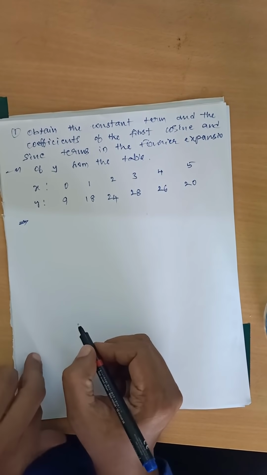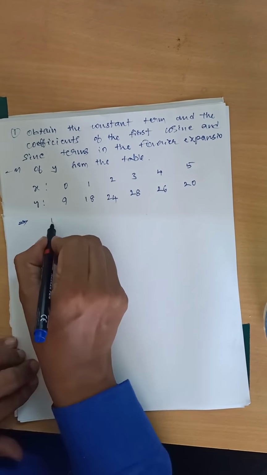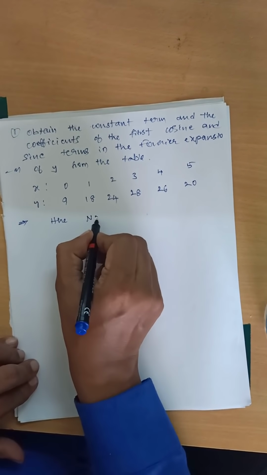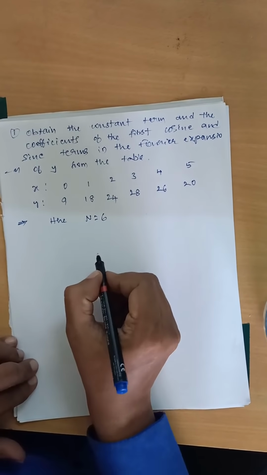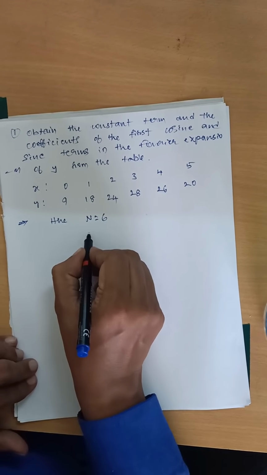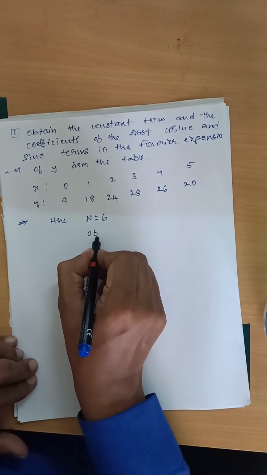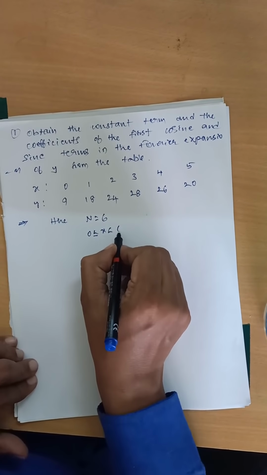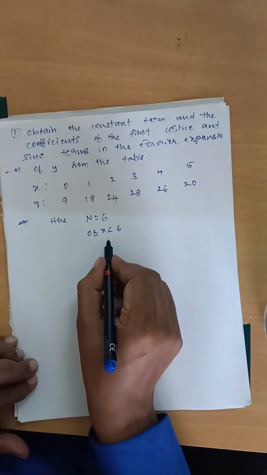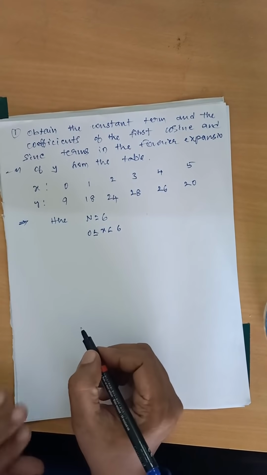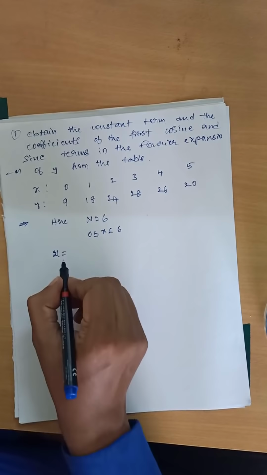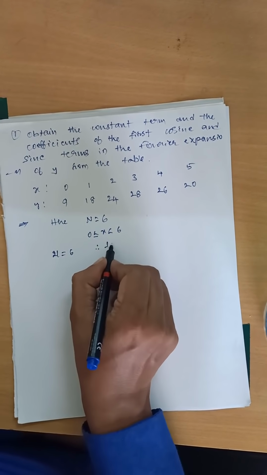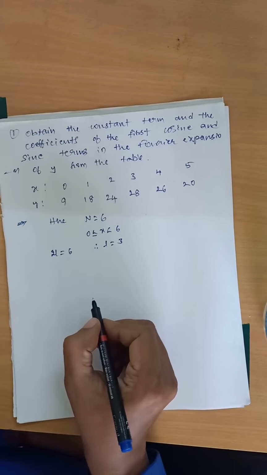Solution. Here capital N, the number of terms, is 6. We must have 0 less than or equal to x less than 6, because here up to 5 is there, that is why you write less than 6. We want L, 2L is equal to 6, therefore L is 3.